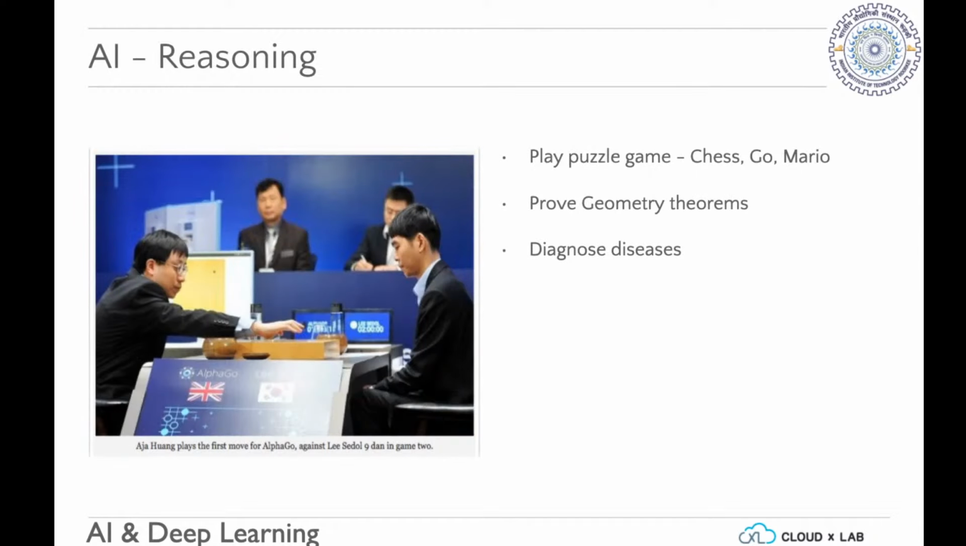Now let's look at examples of reasoning. One example of reasoning is being able to play games like chess, Go, Mario, etc. Trying to prove geometry theorems. Trying to look at patterns, at X-rays, at ECG patterns, etc., to diagnose diseases, which is something humans do. They look at things and try to figure things out.